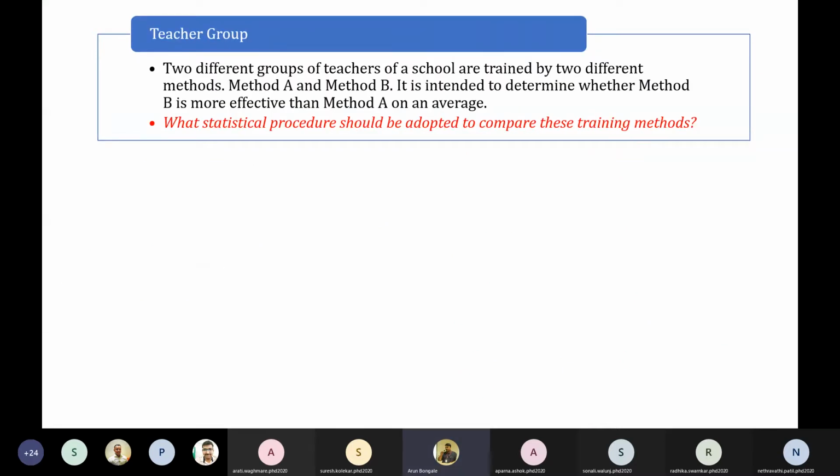The next type of example, again, is based on comparison. Two different groups of teachers of a school are trained by two different methods, method A and method B. It is intended to determine whether method B is more effective than method A on an average. Now I want you to write down a hypothesis for this, and you need to explain to me why and what your observation is on this particular example.